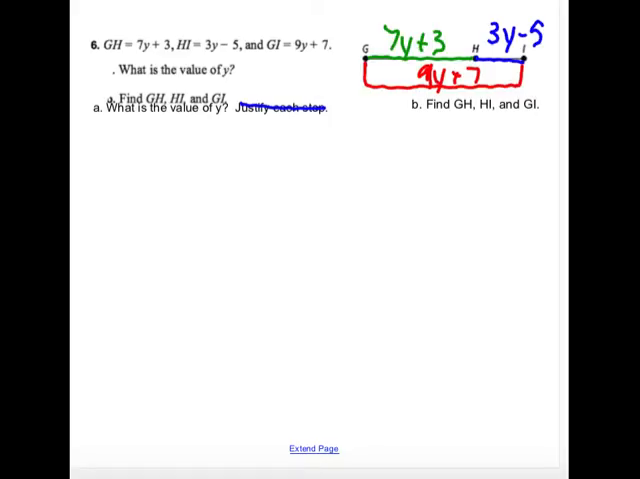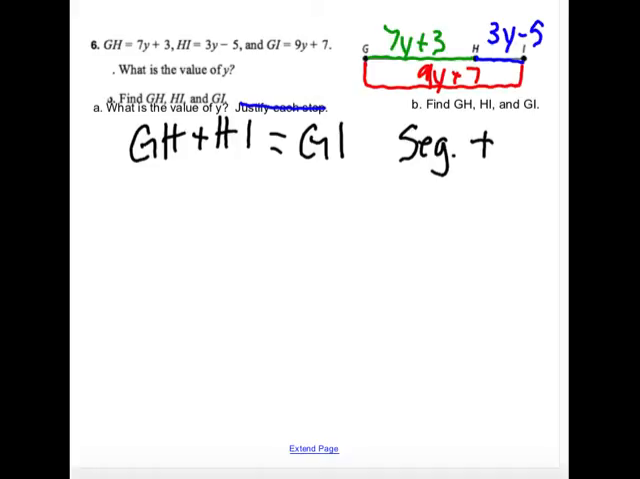The little postulate we're using is called segment addition postulate. Now we're just kind of turning it into algebra, just a little bit more advanced, one step. So what I know is that the two smaller segments add up to be the bigger segment. So what I know is that GH plus HI equals that big segment GI. So that's kind of our statement. Then over to the right, we're going to justify, and that's called the segment addition postulate.